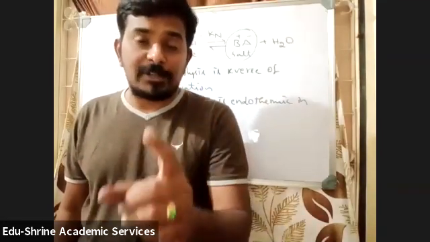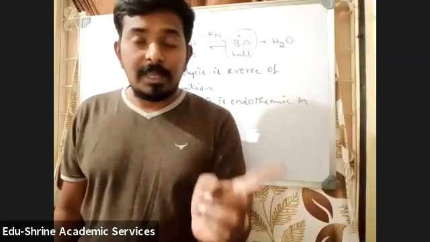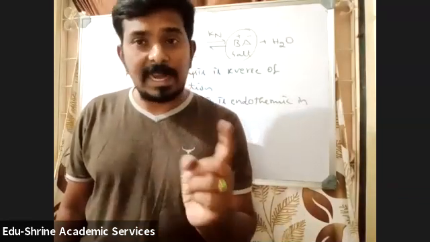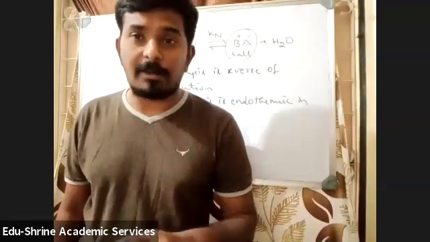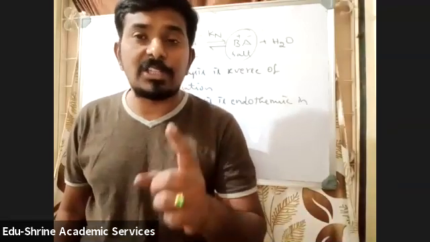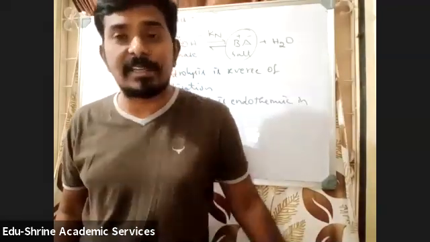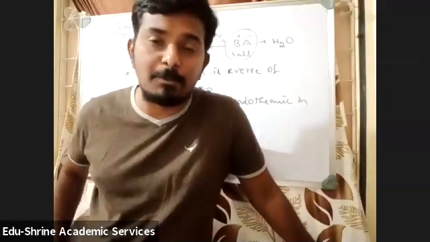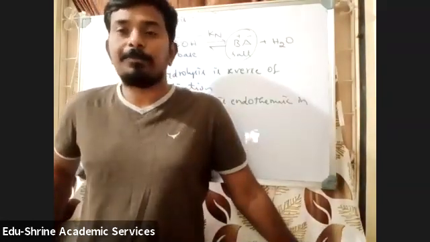Except for strong acid plus strong base, in the other cases any one of them is weak. Either the acid is weak or the base is weak or both are weak. The amount of energy released will be less than 13.7 kilocalories or 57.3 kilojoules.